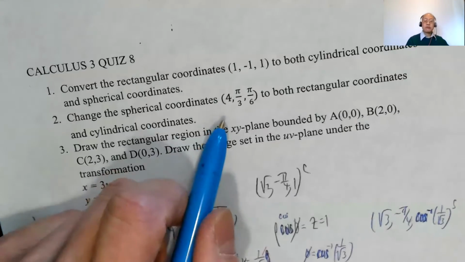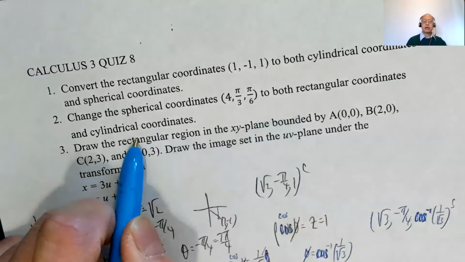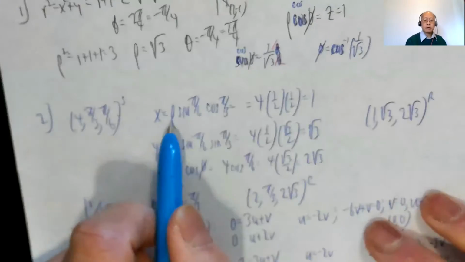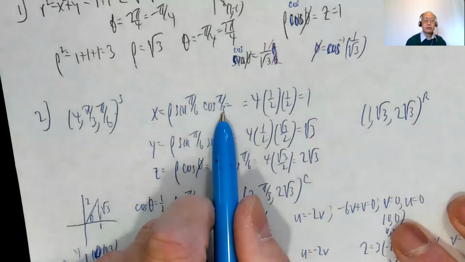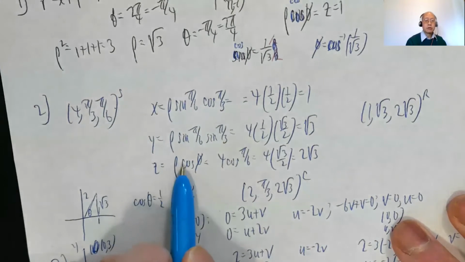1 over radical 3. Number 2, 4, pi over 3, pi over 6 spherical. Change to rectangular and cylindrical. So I just use the formula. X is rho sine phi cosine theta. Y is rho sine phi sine theta. And Z is rho cosine phi.